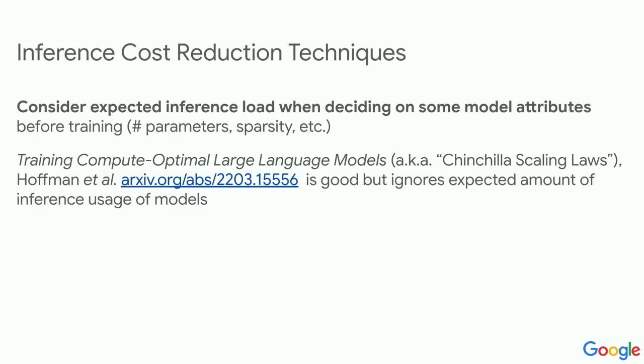And if you don't consider the inference cost, then the Chinchilla scaling laws are great. But if you do consider the inference cost, then it leads you to pretty different decisions in a lot of cases than just the one that's optimal for training compute.